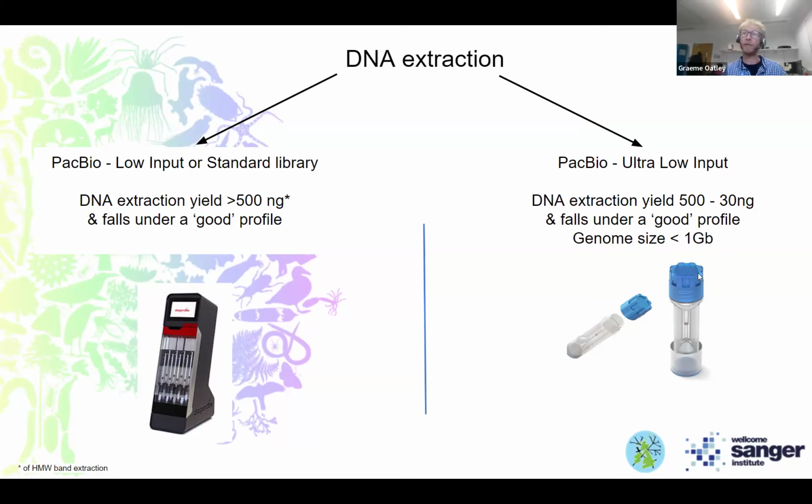And then our second mode of DNA fragmentation is PacBio ultra-low input. Here we're looking at extraction yields of between 500 and as low as 30 nanograms of DNA, and that also falls under the good profile. Here, genome size is quite important for us. Anything below 1 gigabase of genome would be able to go through for ultra-low input. Anything bigger than 1 gigabase generally would not proceed with the ultra-low input protocol.